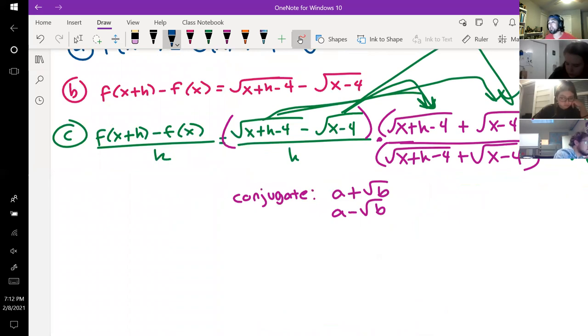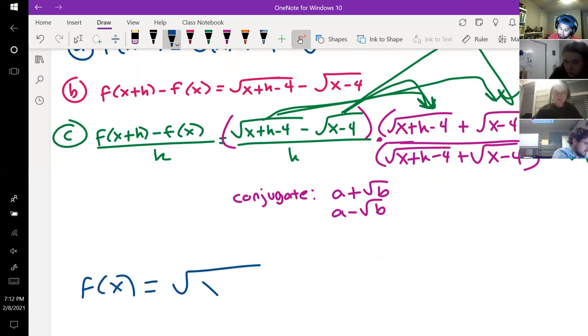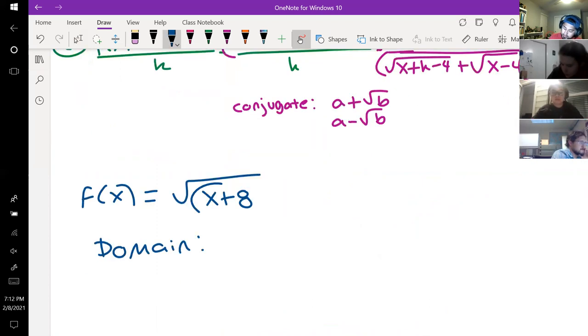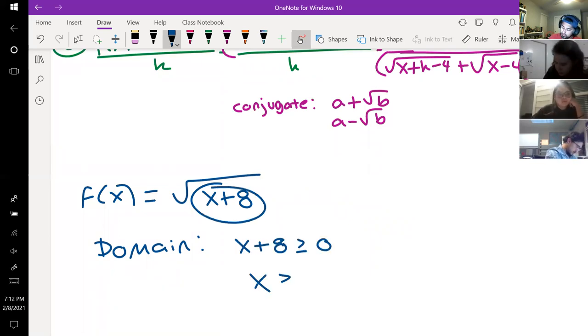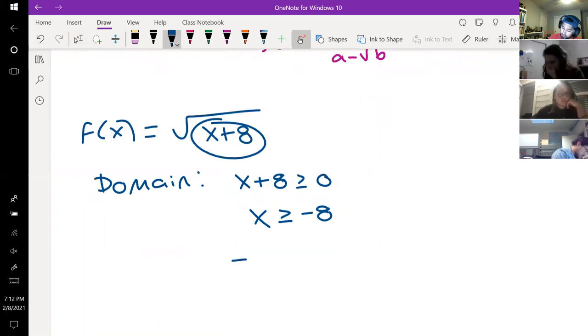Okay. So the reason this has a parentheses is, well, let's first look at this. If f of x was the square root of x plus 8, for your domain you would take whatever's in the house and set it greater than or equal to 0. So this means you get x greater than or equal to negative 8, which means your notation would be bracket negative 8 towards infinity.